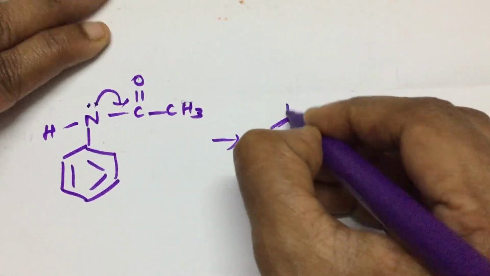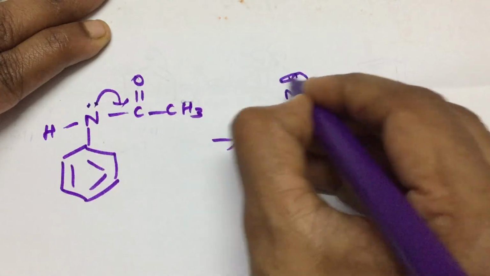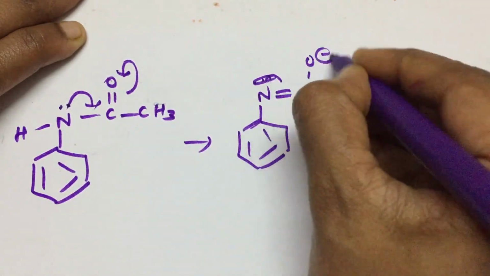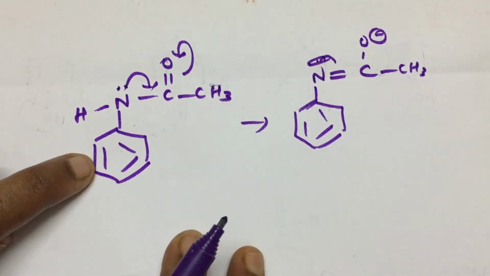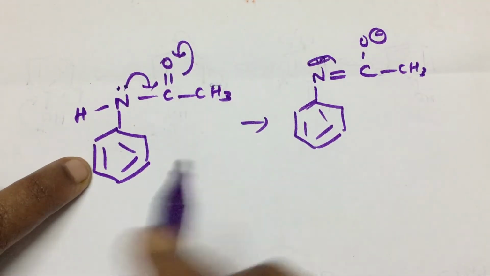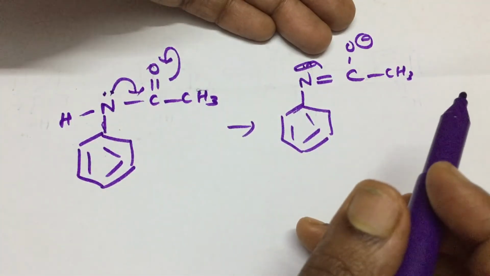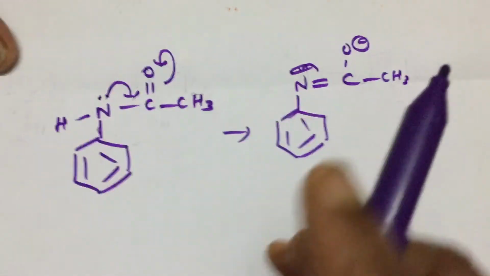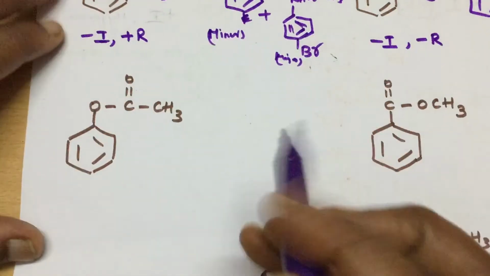So what will happen? Nitrogen cannot give all the electrons, so the delocalization takes place like this. Before there was no competition. Nitrogen can supply electrons purely to the benzene ring, but here he supplies part of the lone pair to the carbonyl and only part of the electrons comes to the benzene ring. So there is no abundance of electrons. So you are getting only the monobrominated product.